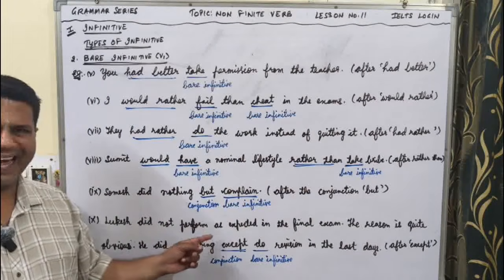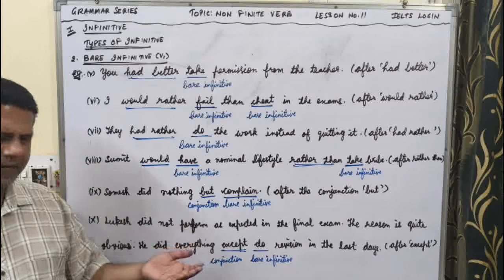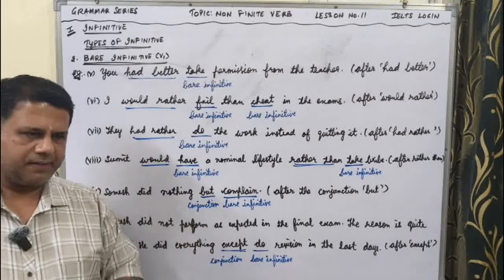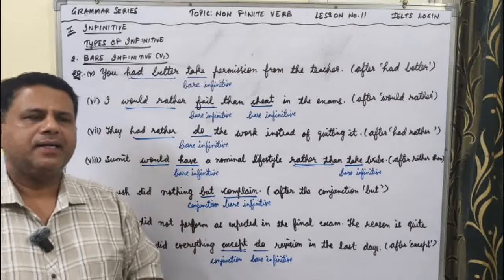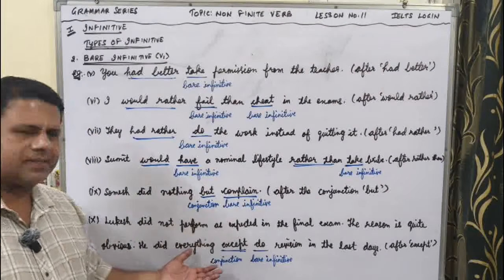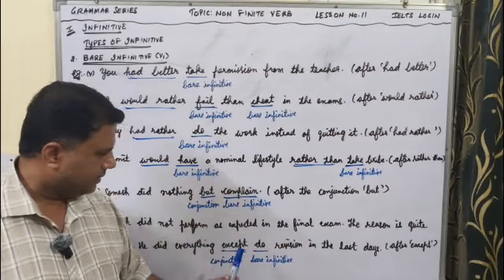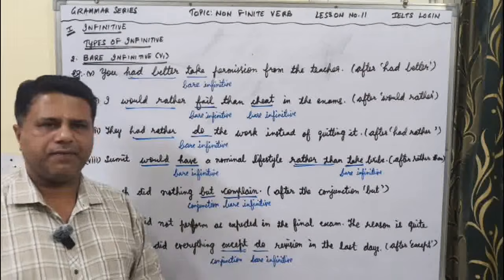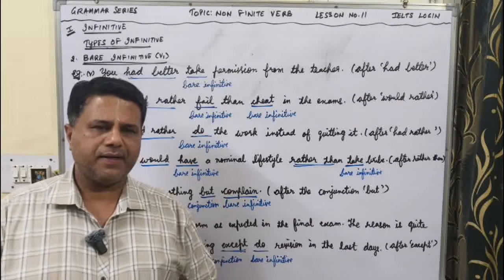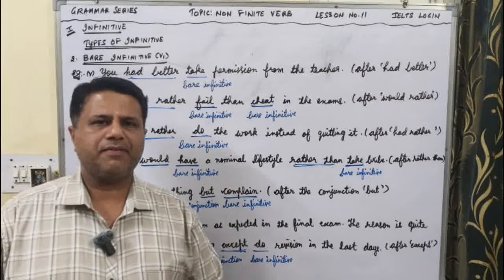Lukesh did not perform as expected in the final exam. The reason is quite obvious. Why did he not perform well? Because he did not do the last minute revision, the revision which is supposed to be done in the last days of the exams. He did not do that. So the reason is quite obvious. He did everything except do revision in the last days. So except is conjunction, do is bare infinitive. So these are 2 examples where bare infinitive is used after conjunctions. We shall continue with more examples in the next part of the video.